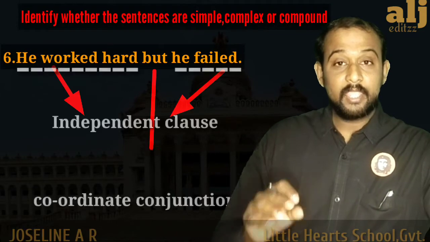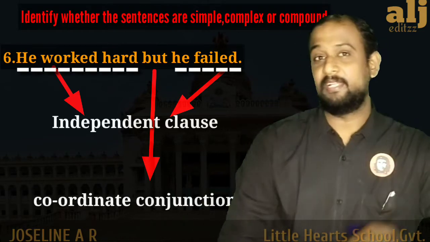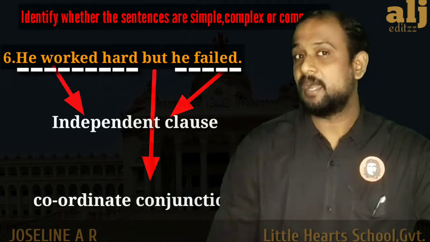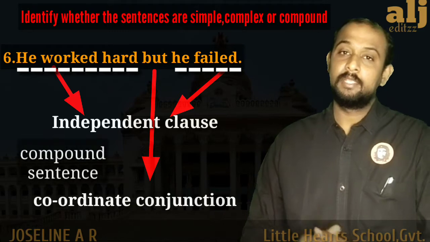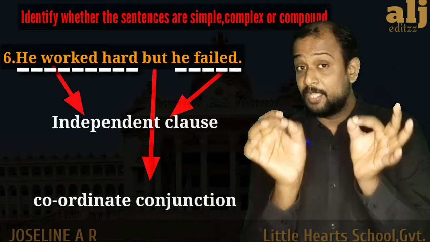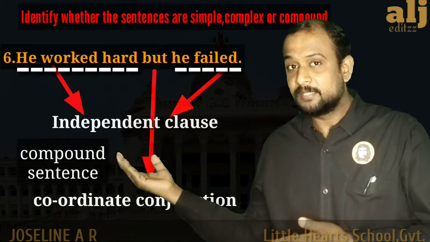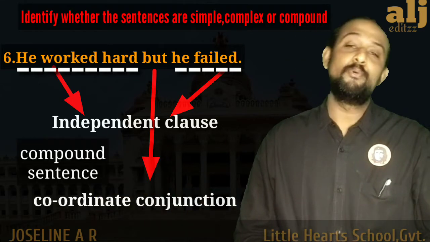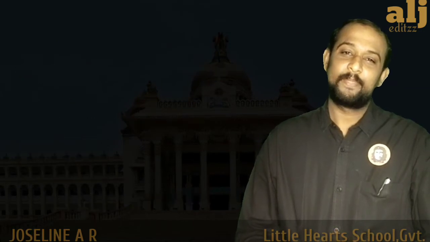He worked hard but he failed. See, he worked hard is one clause. He failed is another, and but is a coordinator, a coordinating conjunction. So this sentence is a compound sentence. As simple as that. Okay, dear students.